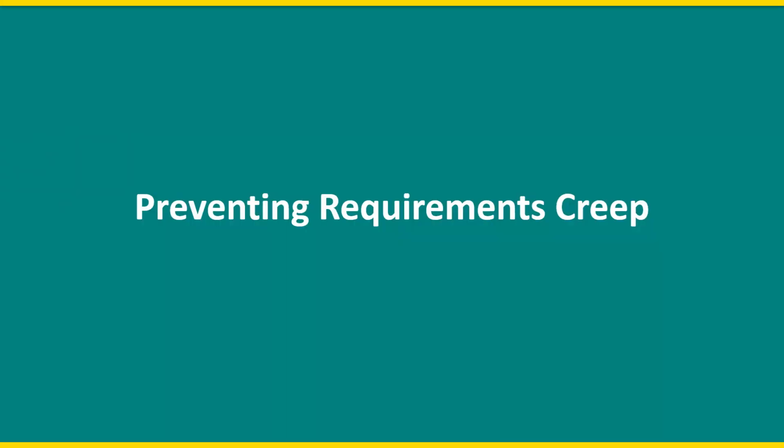Now let's talk about what happens after requirements are documented. How do you keep them from constantly changing? Requirements creep is scope creep's sneaky cousin. It happens when requirements slowly expand in detail and complexity without formal change requests.